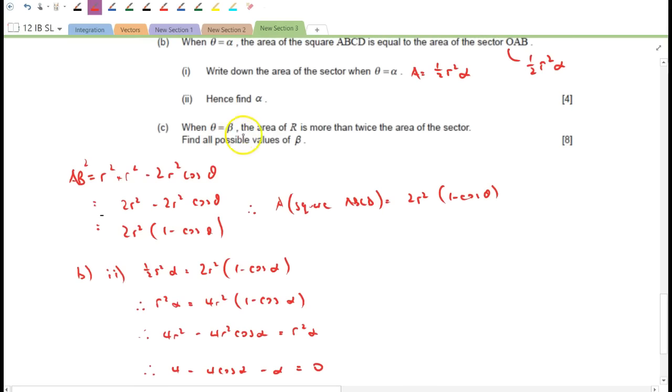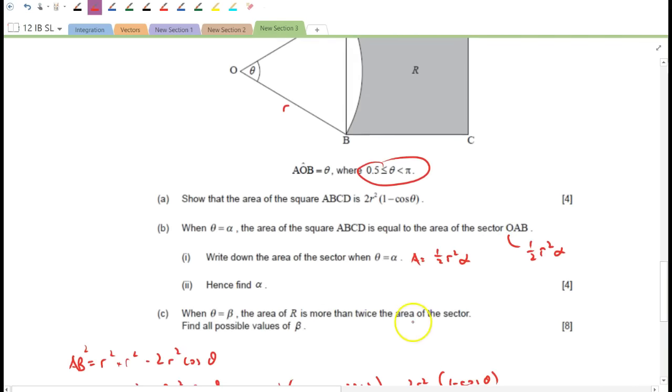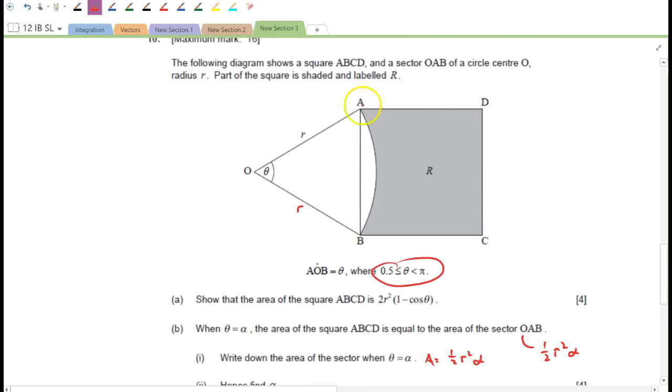When theta is beta, the area of R, now this is the area of R, not the square, but R, is more than twice the area of the sector. So we need the area of R. Now the area of R is going to be the square. So we worked out the area of the square. It was 2r squared, 1 minus cos. Now we're going to use beta in this case, cos beta. So that's the area of the square.